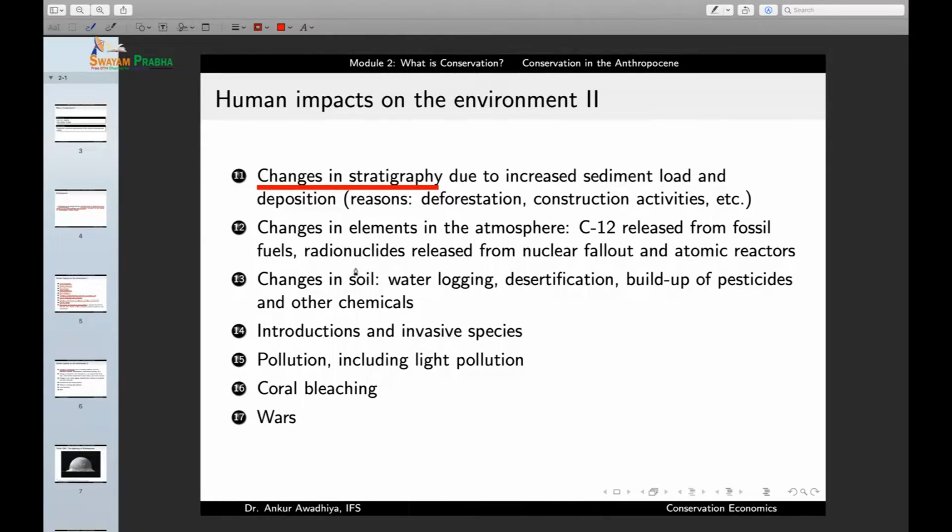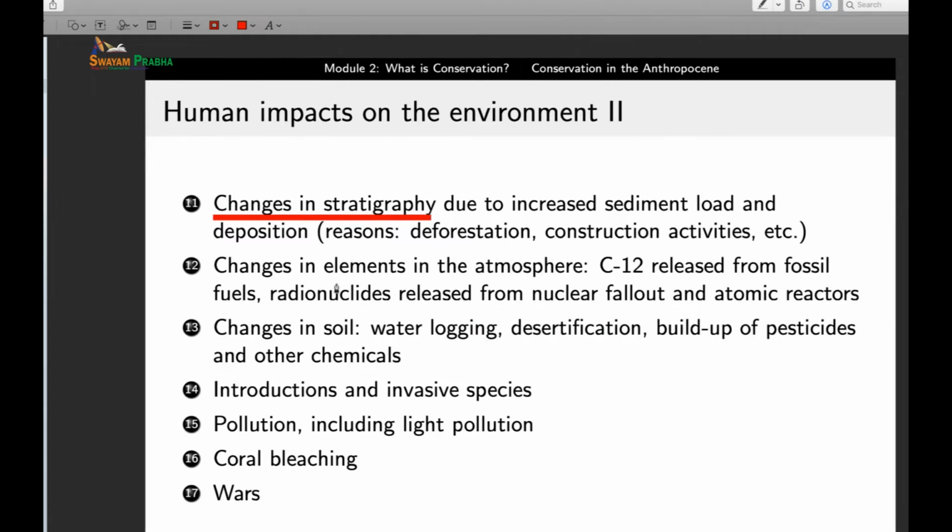So earlier, suppose every year we had 1 millimeter layer of soil that was coming naturally. But then, because of deforestation and because of agricultural activities and other activities, now we are seeing not 1 millimeter, but say 10 millimeters of soil that are coming. So, this is leading to changes in stratigraphy. Then, changes in the elements in the atmosphere.